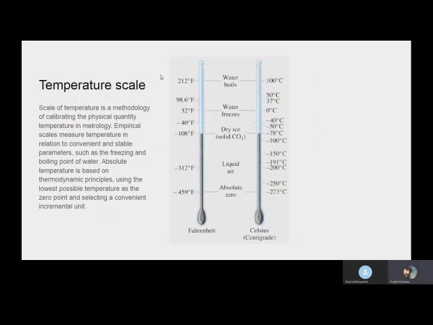Then we got the temperature scale. A scale of temperature is a methodology of calibrating the physical quantity temperature in metrology. Empirical scales measure temperature in relation to convenient and stable parameters, such as the freezing and boiling point of water. Absolute temperature is based on thermodynamic principles, using the lowest possible temperature as a 0 point and selecting a convenient incremental unit. So here's another example of the scales.